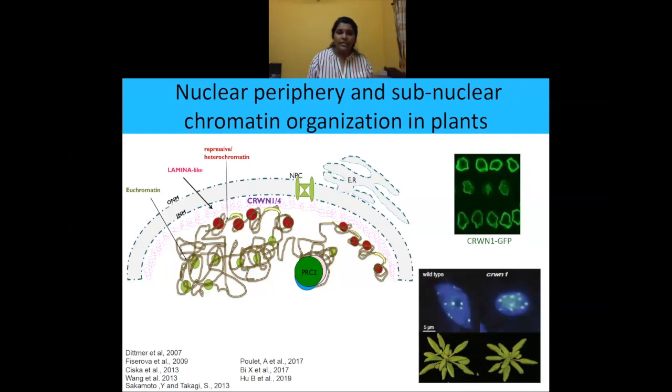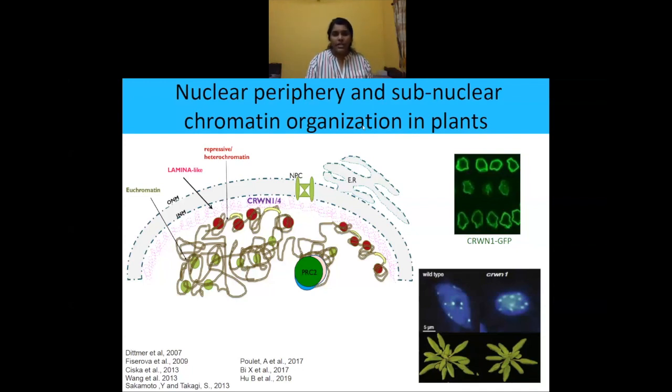One of the key factors that plays a role in this is the subnuclear compartments, which includes the nucleolus, nuclear bodies, Cajal bodies, nuclear pore complex, and the nuclear periphery. Today, we are going to talk about the nuclear periphery, which includes the nuclear envelope and the nuclear lamina.